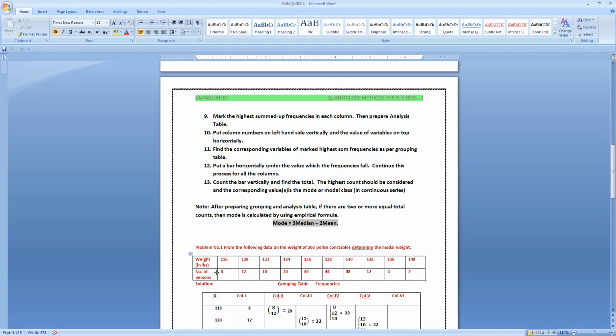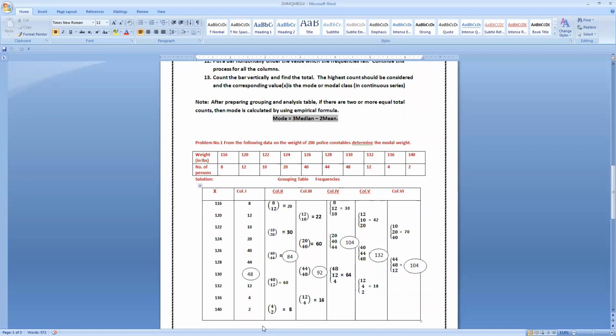How to highlight: the column numbers have to be highlighted on the vertical side, and the values of the variables have to be located on the horizontal side. Then corresponding to that, the variables of the marked highest frequency as per the grouping table. So this has to be continued the same way. After preparing this grouping and analysis table, let us see how to prepare the grouping table.